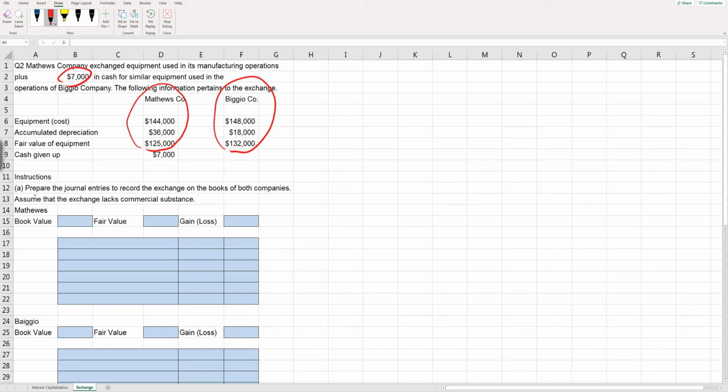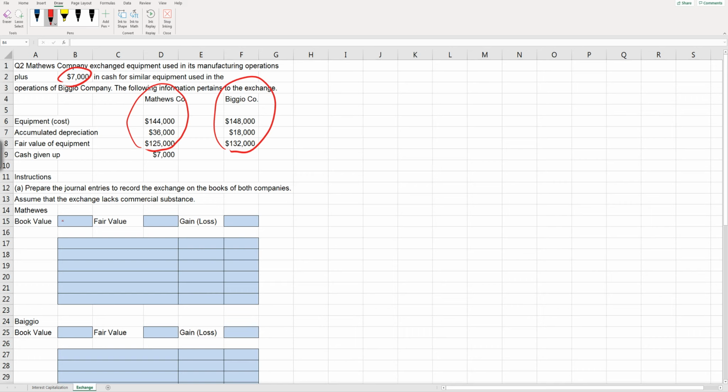So part A, assume that exchange lacks commercial substances. We know that commercial substances means the financial position will change after the transaction. So if the transaction lacks commercial substances, it's not going to affect the cash flows for both parties. So nothing's going to happen. Life is going to be as usual.